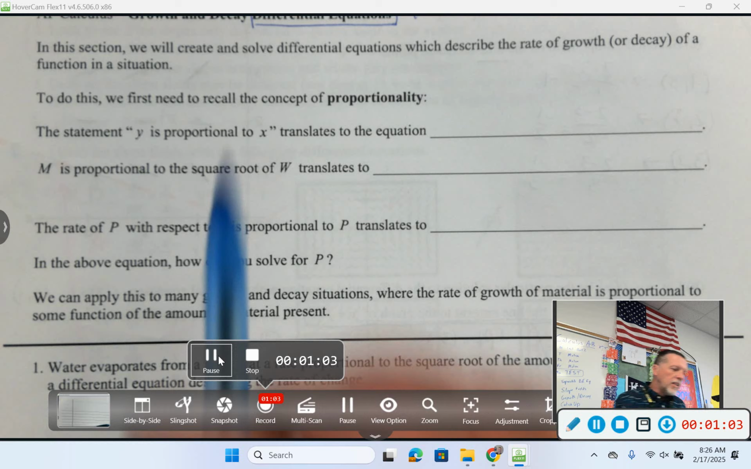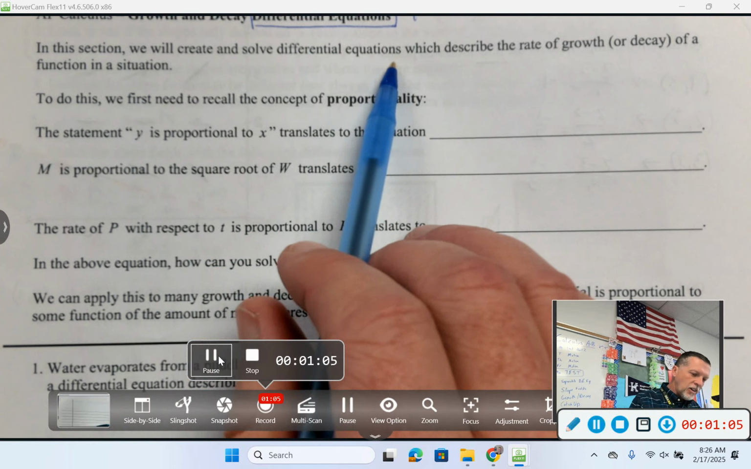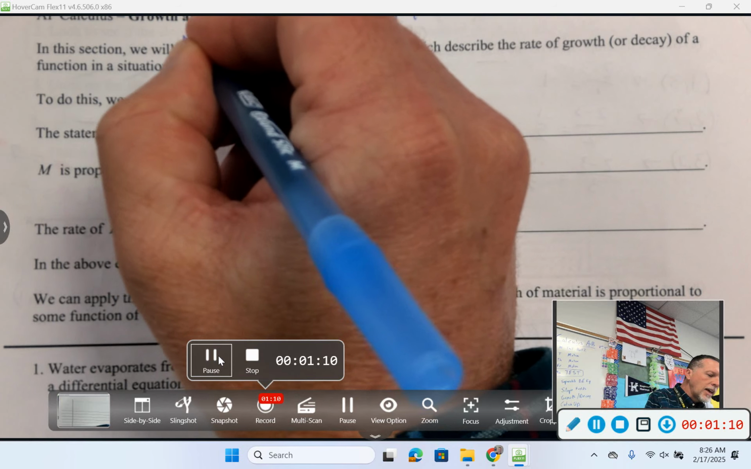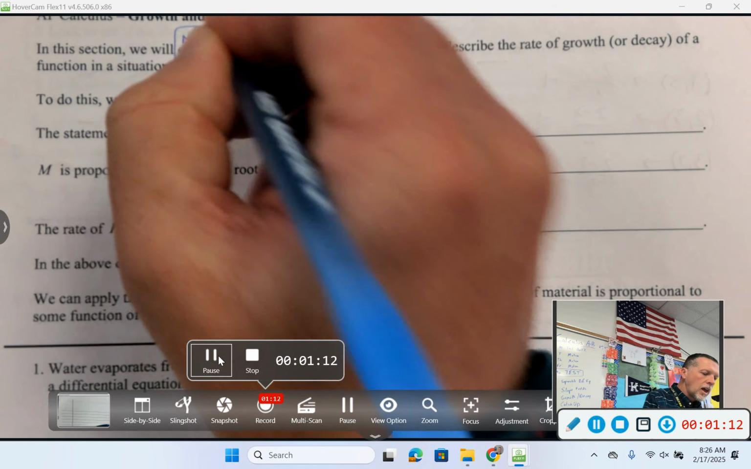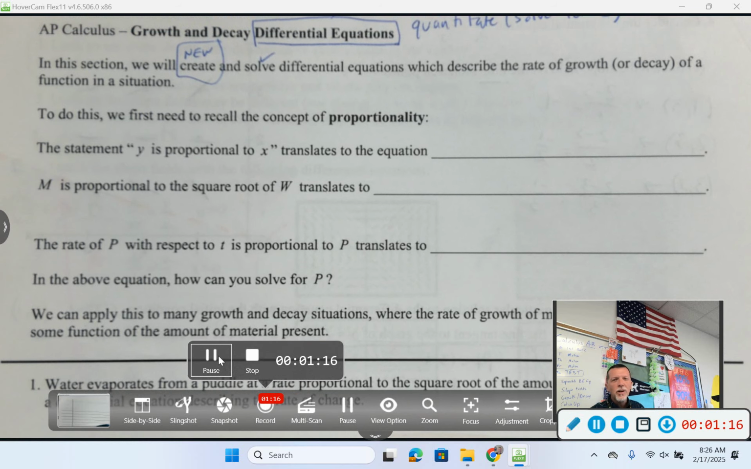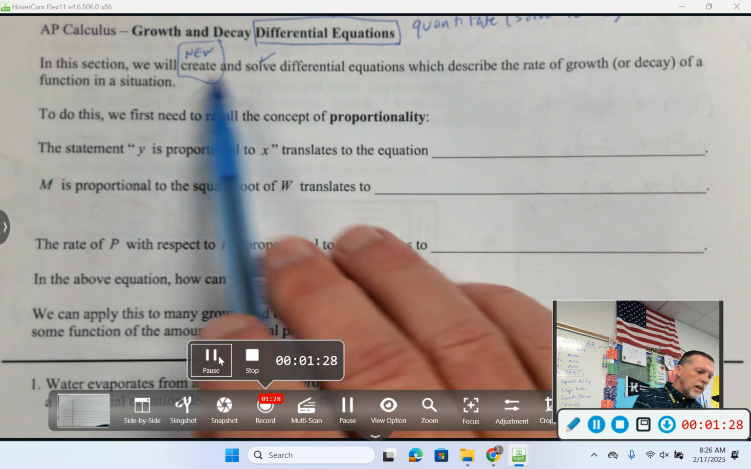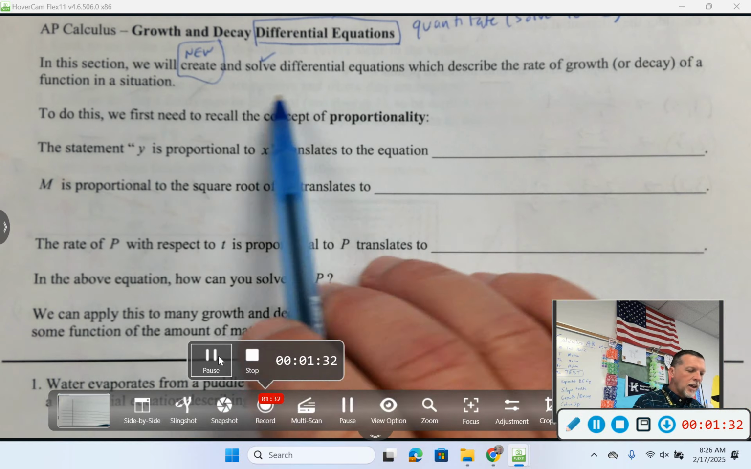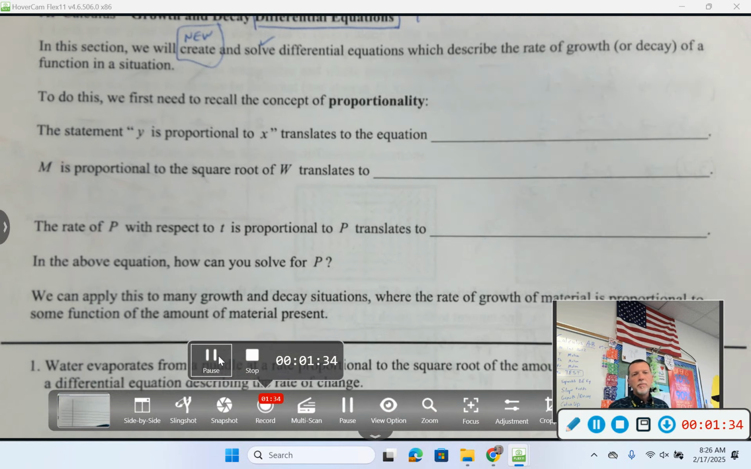Okay. In this section, we'll create and solve differential equations. So solve we've already done. Create, that'll be new today, is the creating part. And the creating part is really the easier part. And there are a couple questions on the test that are just create, and you don't even solve. So that's kind of nice. All you got to do is set it up right. Create and solve differential equations which describe the rate of growth or decay of a function in a situation.